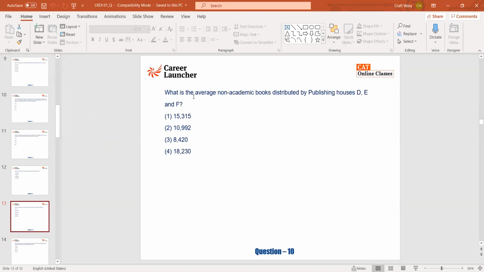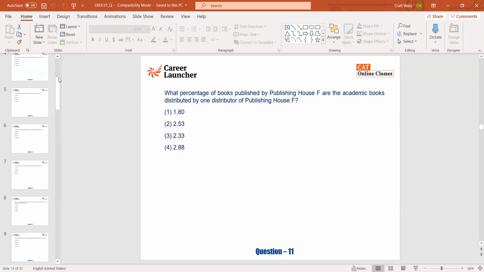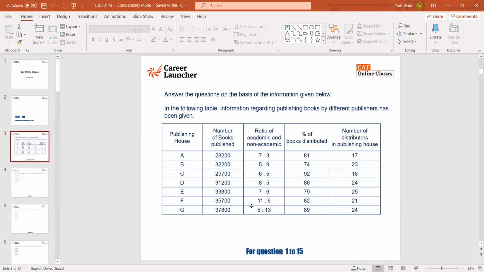What about 10th one? What is the average non-academic books distributed by D, E, and F? Okay, you guys said 10,992. Okay, this was done. Let's look at 11th one. What percentage of books published by House F are academic books distributed by one of the distributors of House F? So how to do this? For this, this is for House F. So House F, these are the books that are being distributed. 11 is to 7.